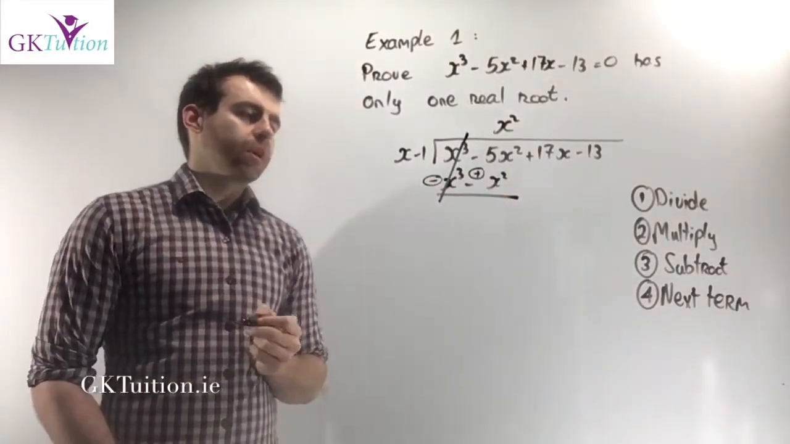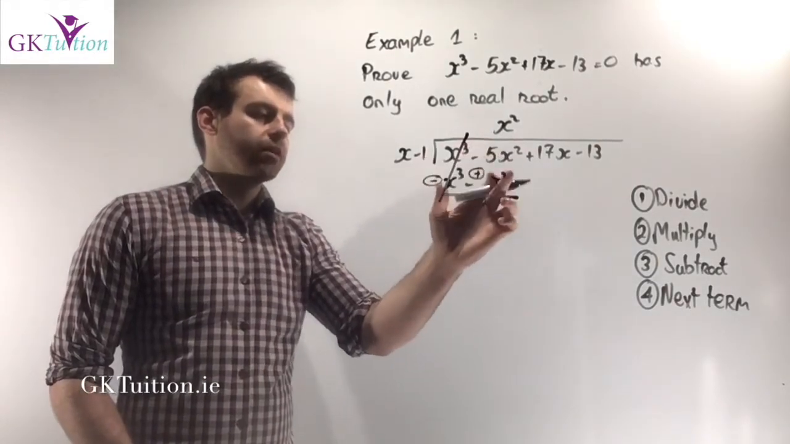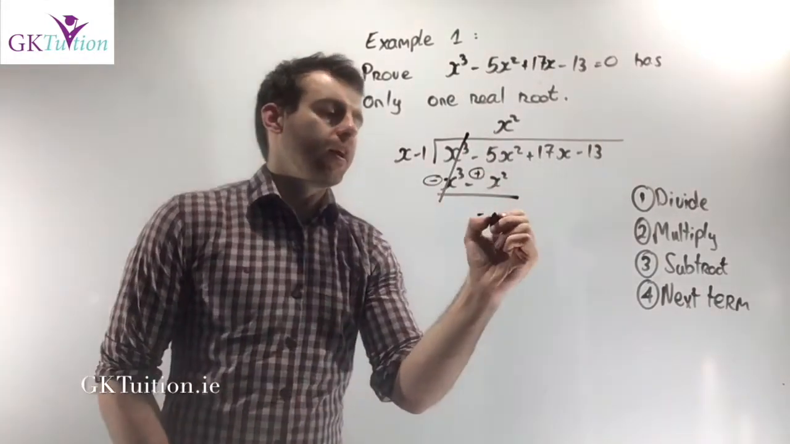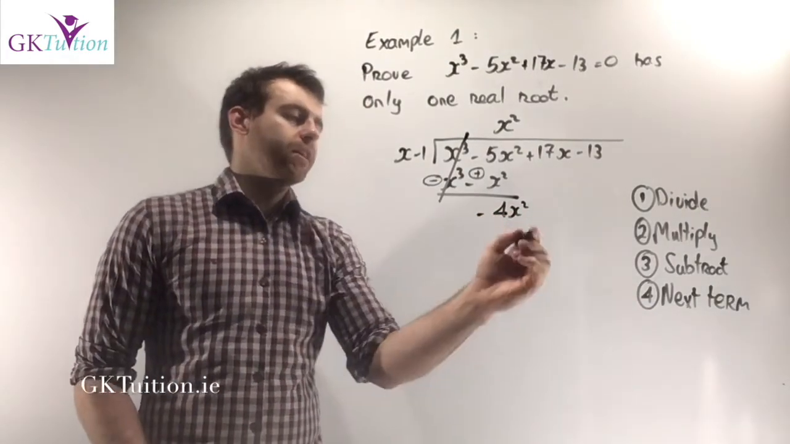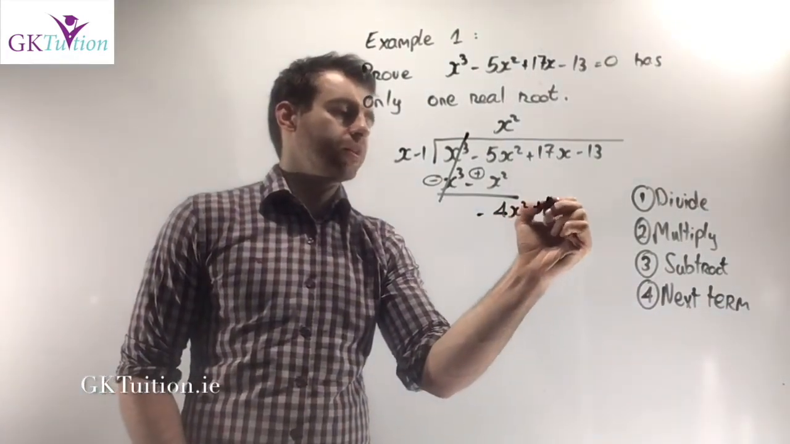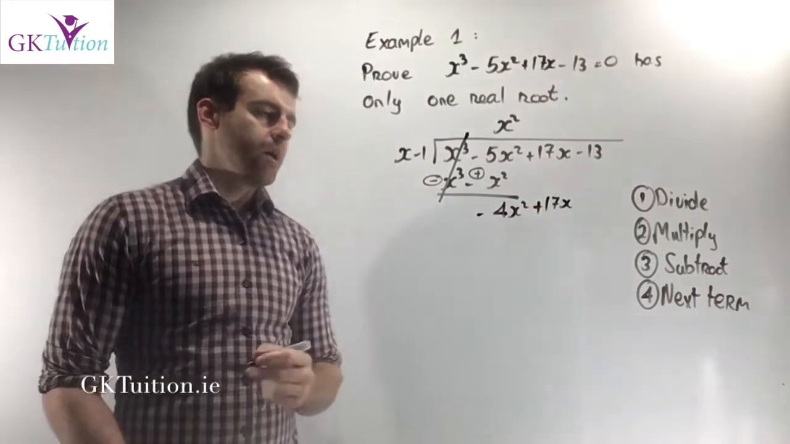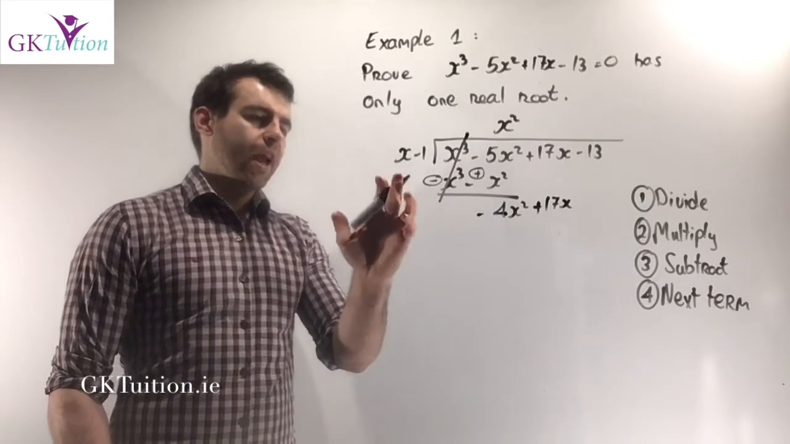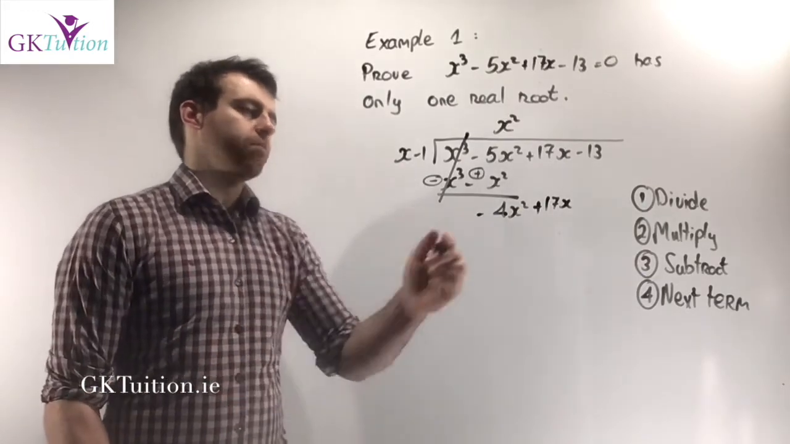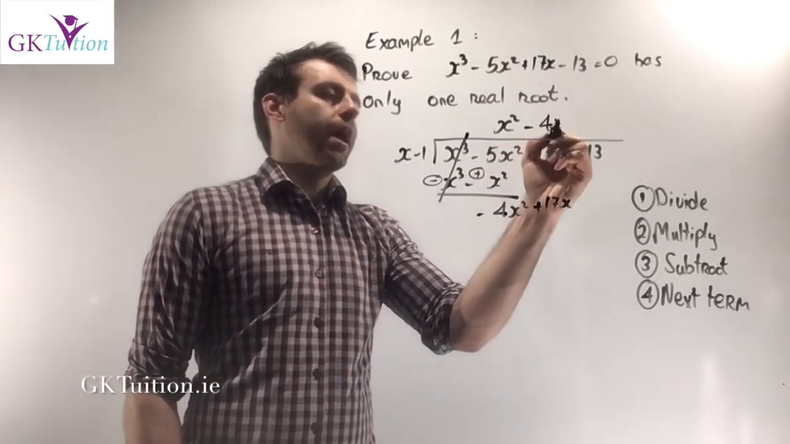The x cubes will cancel, and I have minus 5x squared plus 1x squared, and that gives me minus 4x squared. And my fourth step then is to take down the next term, which in this case is a plus 17x. And now I'm just going to start my process all over again. I want to divide x into minus 4x squared. So that's going to give me minus 4x.